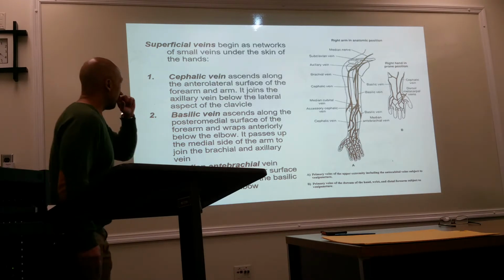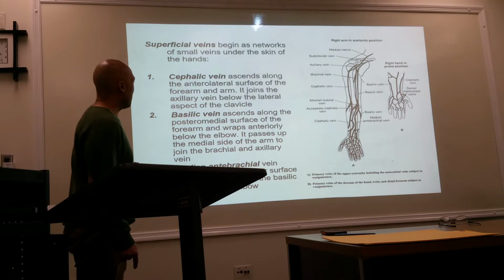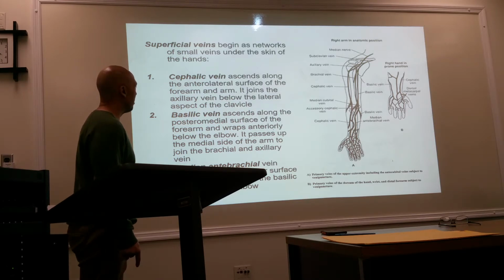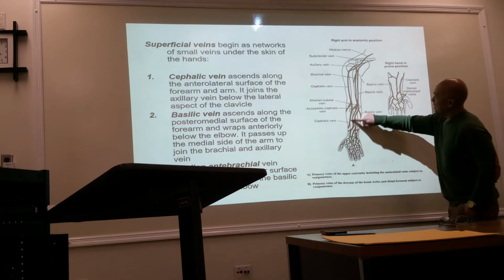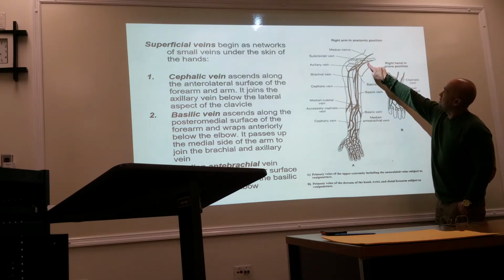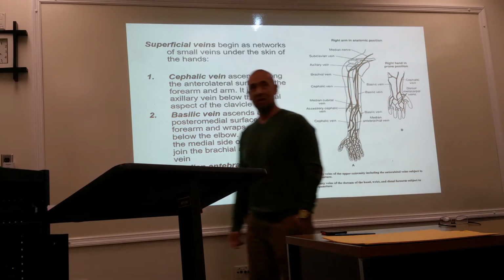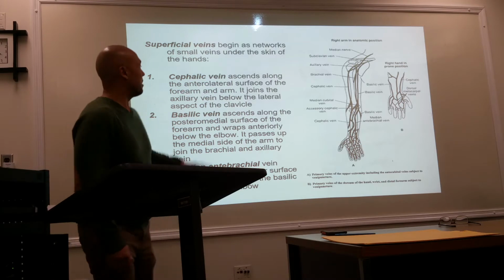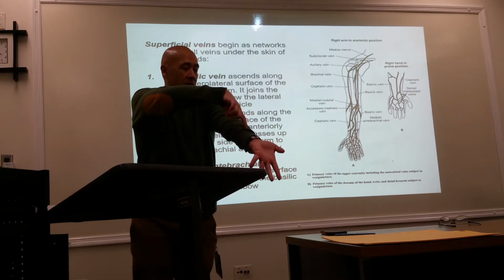It starts at the anterolateral surface of the forearm and arm, and it joins the axillary vein below the lateral aspect of the clavicle. Cephalic to the subclavian. Why is it called subclavian? Under the clavicle. Okay? So that's your cephalic vein. So it's going to be on your thumb side, right about here.